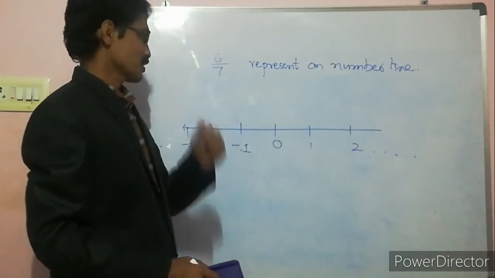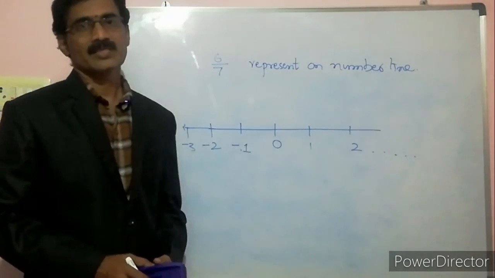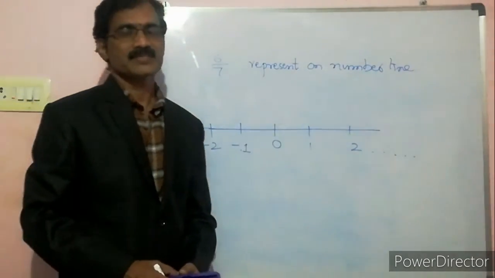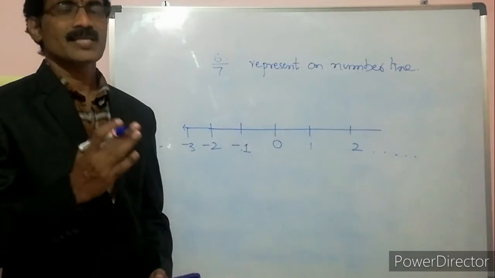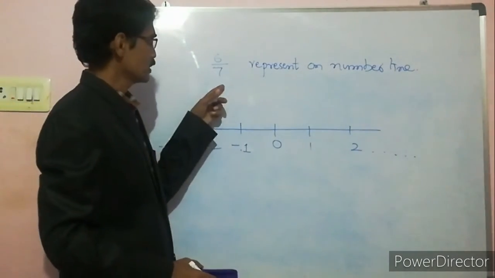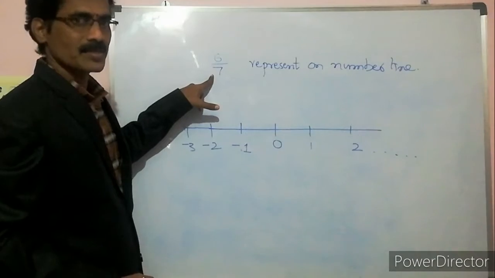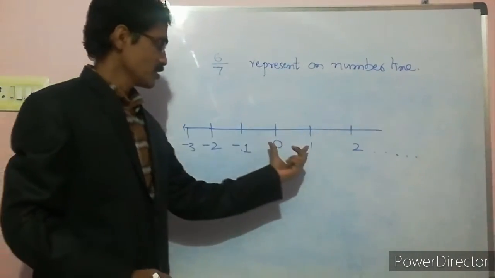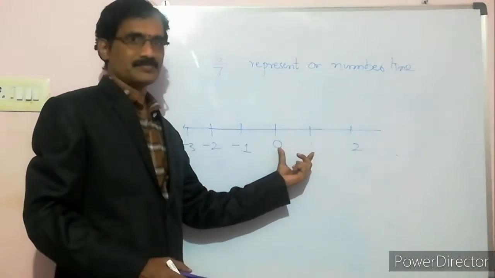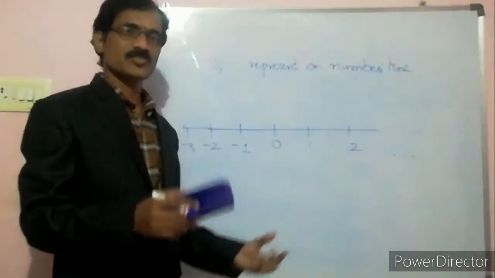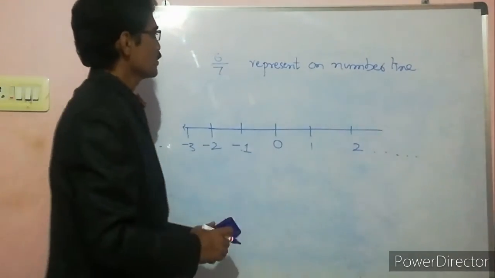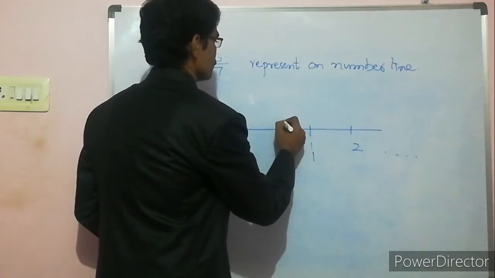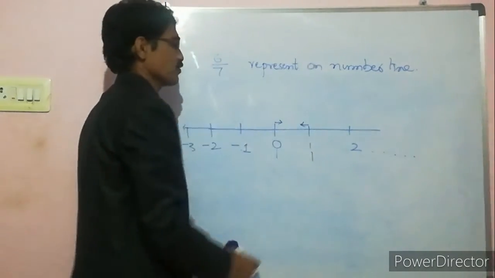So 6 by 7, if you observe this fraction, it is a proper fraction. Means the value must be less than 1. Proper fraction means the numerator is less than the denominator, then it is known as a proper fraction. All proper fractions lie between 0 and 1. So it must lie between 0 and 1.